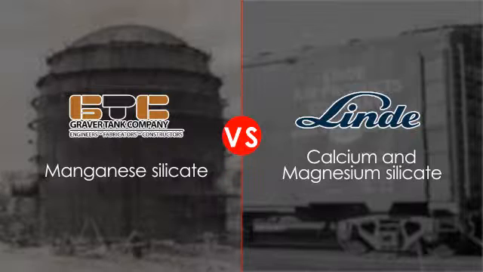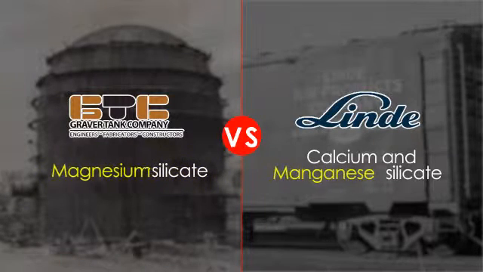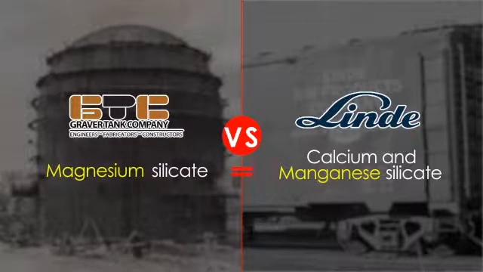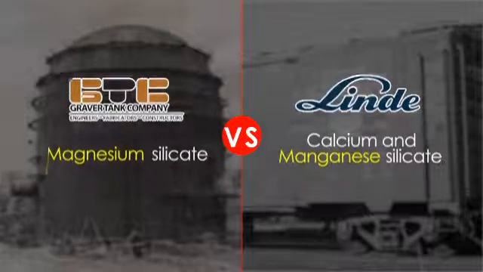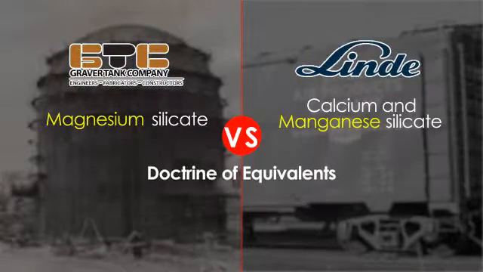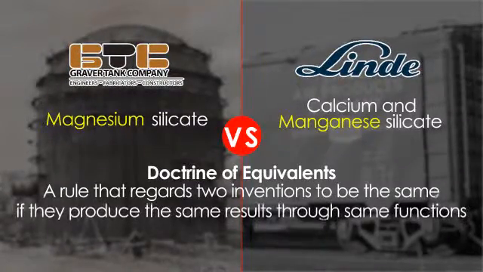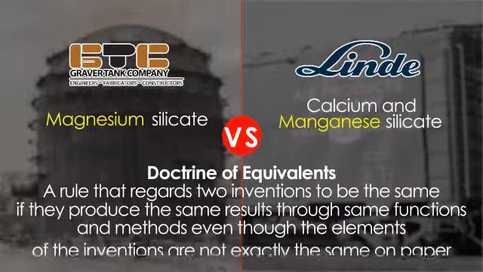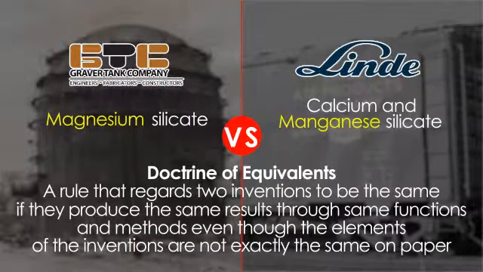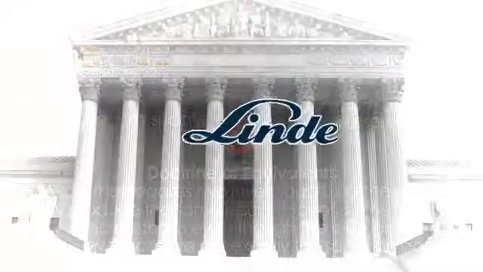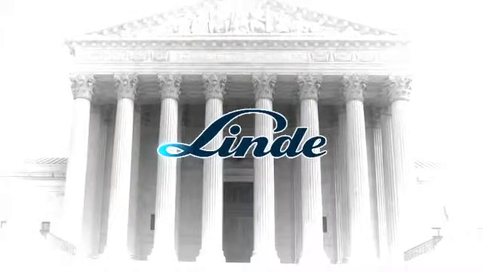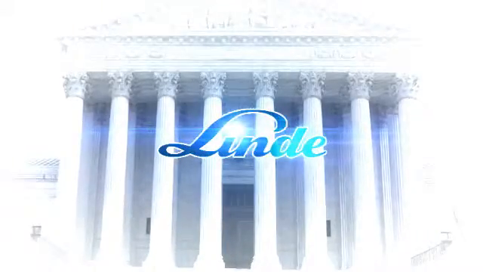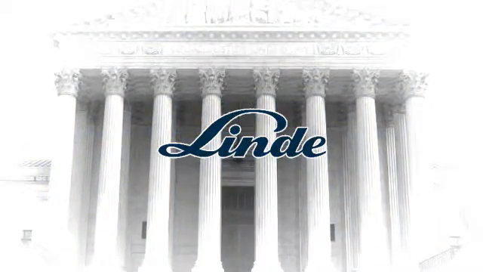However, experts revealed that magnesium and manganese were interchangeable substitutes for each other when making the solvent composition. When they were interchanged, they underwent the same process and produced the same results. As such, the rule that regards two inventions to be the same if they produce the same results through the same functions and methods, even though the elements of the inventions are not exactly the same on paper, is called the doctrine of equivalence. The U.S. Supreme Court applied the doctrine of equivalence and acknowledged that Graver Tank committed patent infringement. Linde Air Products won the lawsuit.